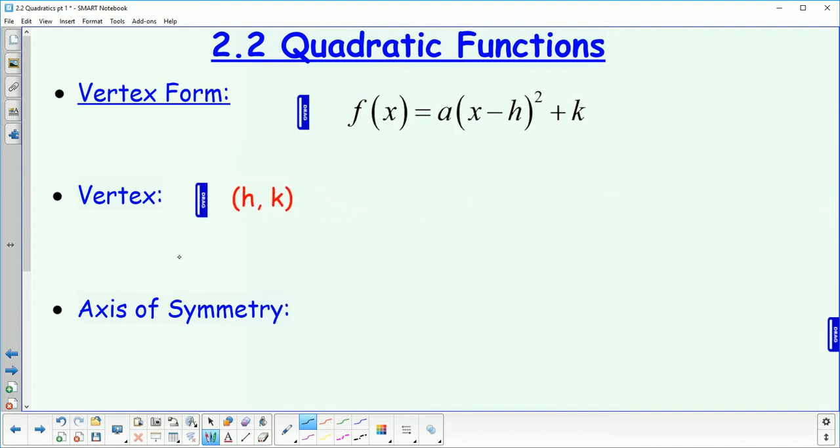Now I know a lot of people in the past, we have said that h hates the sign. So when we're dealing with x, this has got to be the opposite sign, and k keeps the sign. So k, here our y value, has the same sign. So if it's plus some number, k is positive. If it's minus some number, k is negative. Conversely, again, if x is subtracting some number, h is going to be a positive number, and if x plus some number, then h would be a negative value.